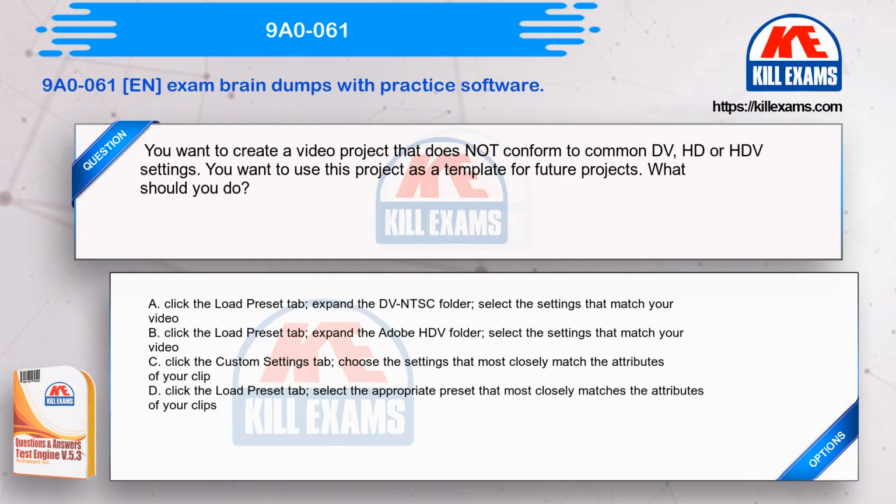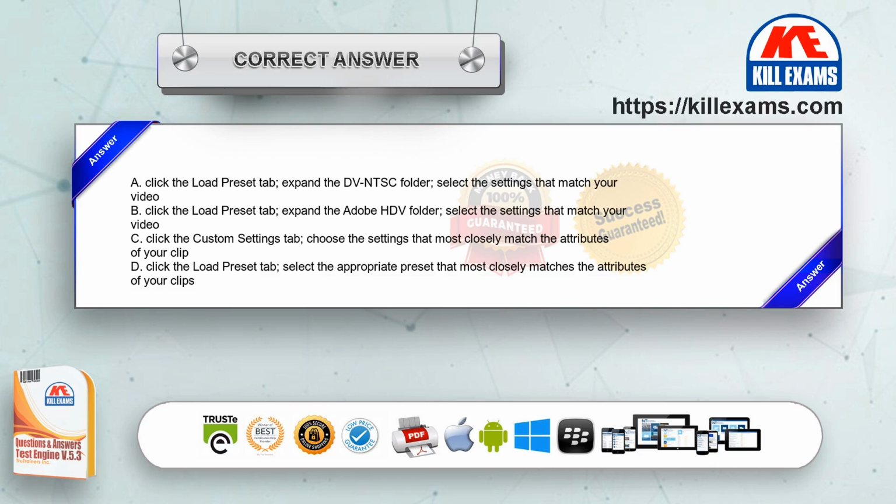Option C. Click the Custom Settings tab, choose the settings that most closely match the attributes of your clip. Option D. Click the Load Preset tab, select the appropriate preset that most closely matches the attributes of your clips. The correct answer is option C.